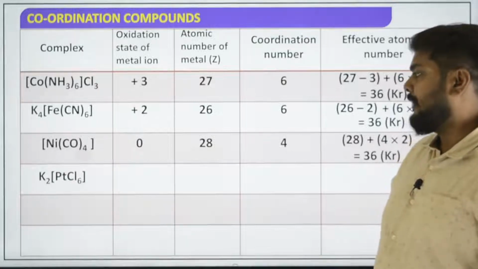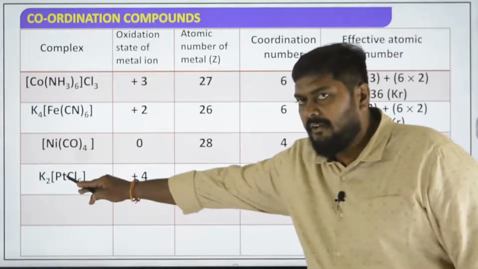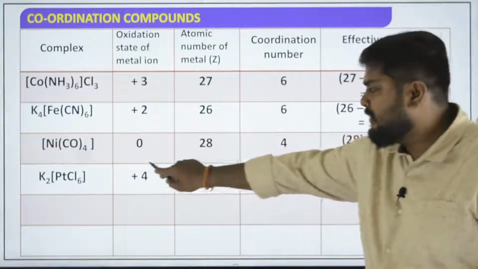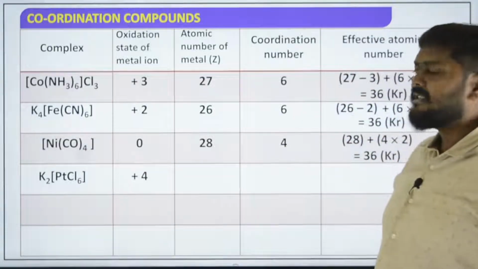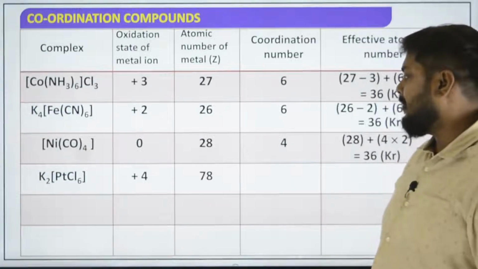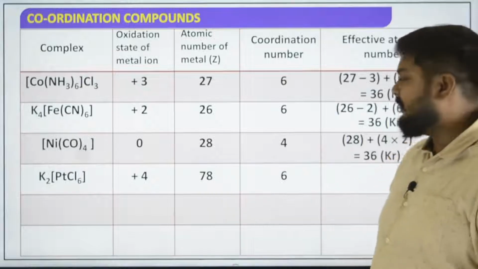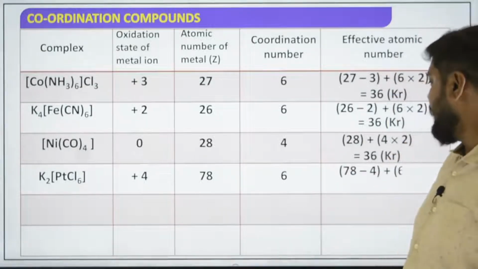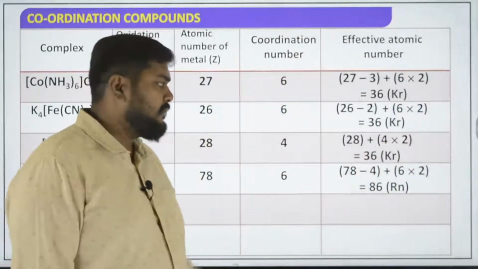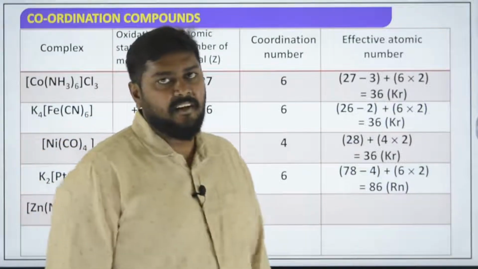Okay, and the fourth one, K2PtCl6. So in this you can predict, you have to take Pt as X minus 6 plus 2 will be equal to 0. So we will get the oxidation state of Pt will be +4, and atomic number of platinum will be 78, and 78 minus 4 will be 74 plus 12, that is 86, right? 86 will be also a noble gas configuration. So it is also obeying EAN rule, that is it obeys effective atomic number.